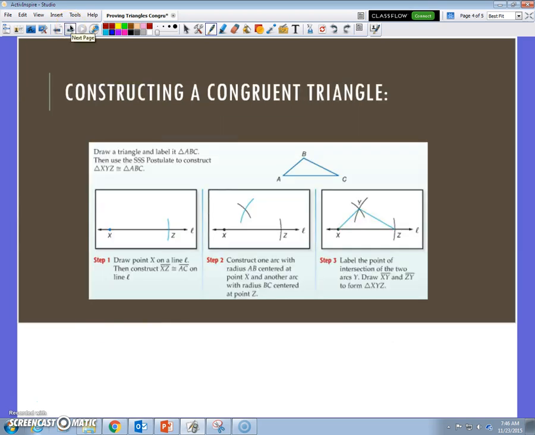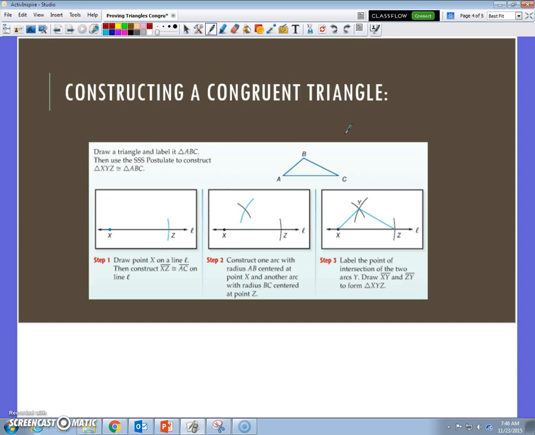Constructing a congruent triangle. Now I have these steps listed here, and I'm not really sure how good diagrams are as far as actually reading them and understanding them. After all, if we could all just read the book and understand the book, there would be no need for teachers. So let's just take a look here. What it says is we want to construct the same triangle again using the side postulate.